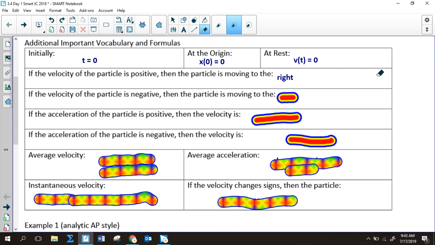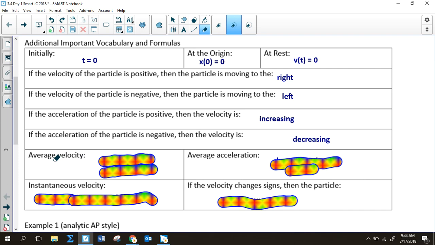If the velocity of the particle is negative, so think negative speed from physics, then the particle is moving to the left. If the acceleration of the particle is positive, okay, so second derivative is positive at a given time, then the velocity is increasing. So velocity is getting bigger. If the acceleration of the particle is negative, then the velocity is decreasing. These four concepts, again, we're going to hit on a lot.